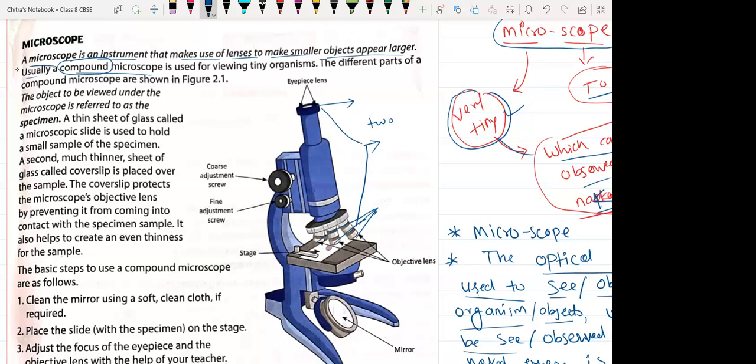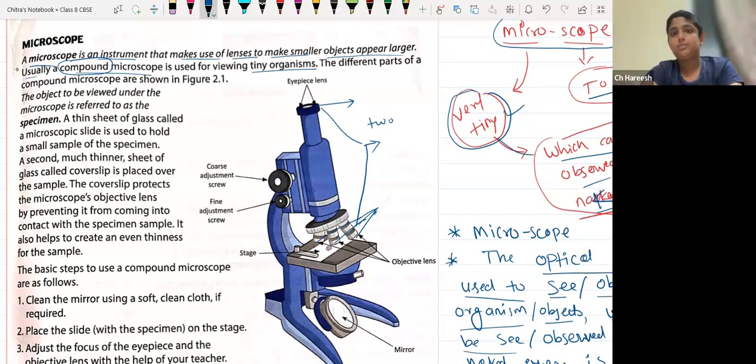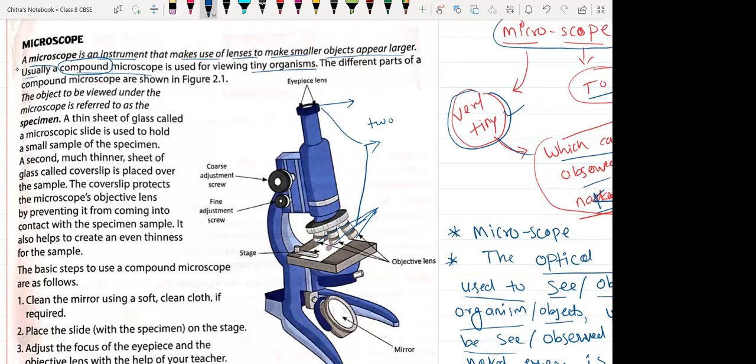Yes, sir. It is used for viewing very tiny organisms like amoeba, paramecium, euglena, bacteria, which cannot be seen with our naked eyes, but we can see them with the help of a microscope. The different parts of the compound microscope are shown here. So now we are going to discuss the different parts, meaning the structure of the microscope.